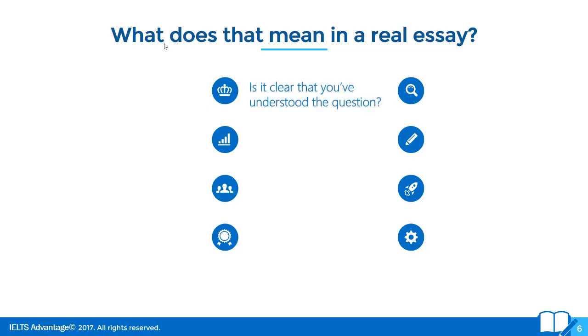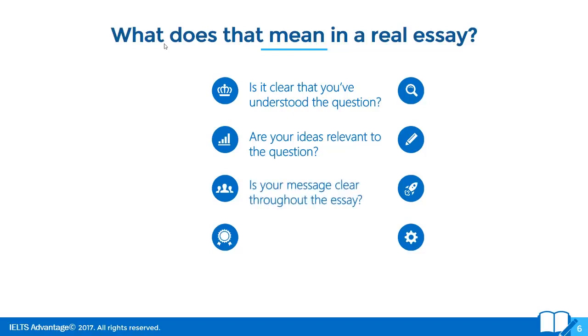in your essay. So is it clear that you've understood the question? If you don't understand the question, there is no way that you will be able to write a clear, coherent answer to the question. You need to answer the question clearly. The first step of that is understanding the question. Are your ideas relevant to the question? So if your ideas just don't answer the question at all, or they're about a different topic, or maybe they just talk about the topic in general rather than answering the specific question, then it's going to be difficult to follow your argument.